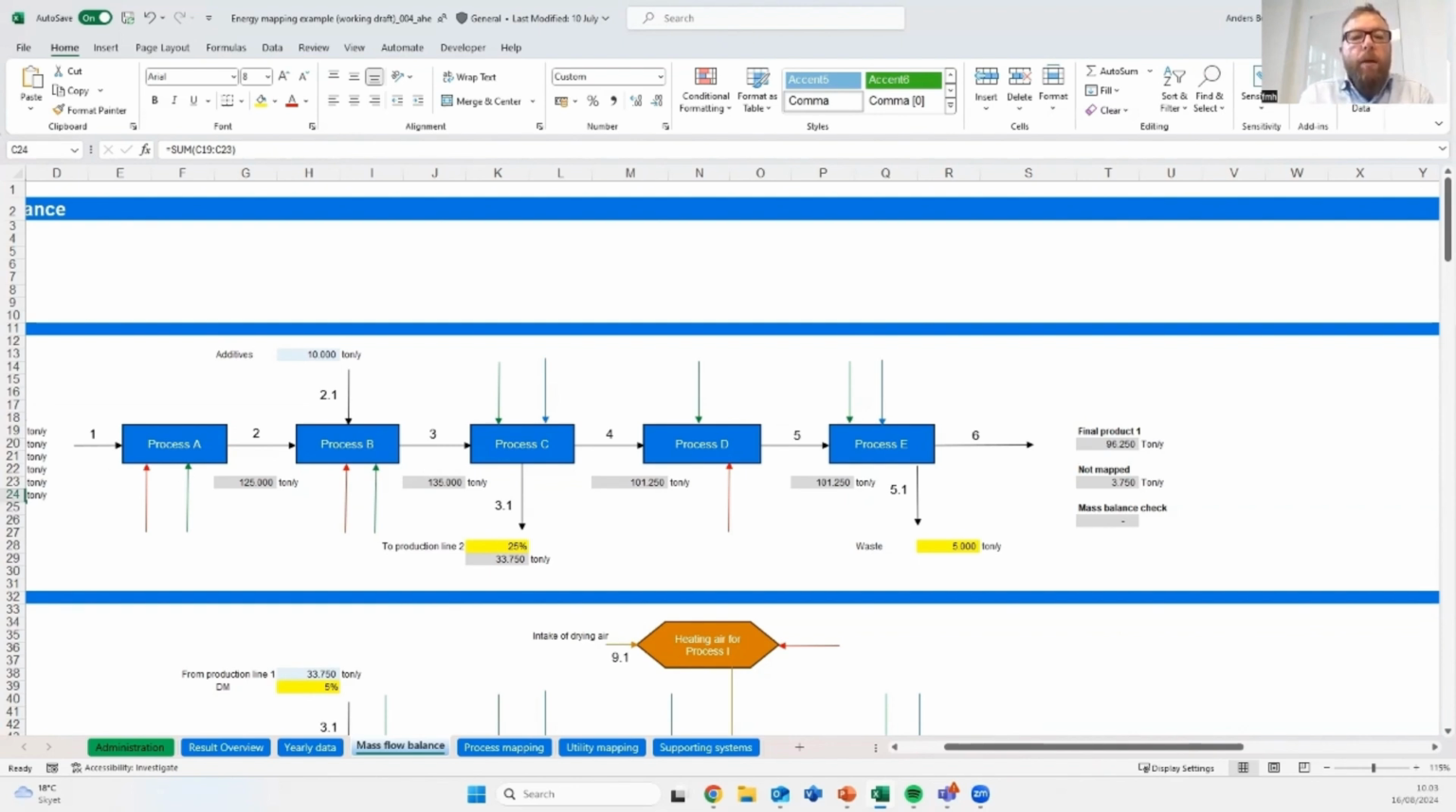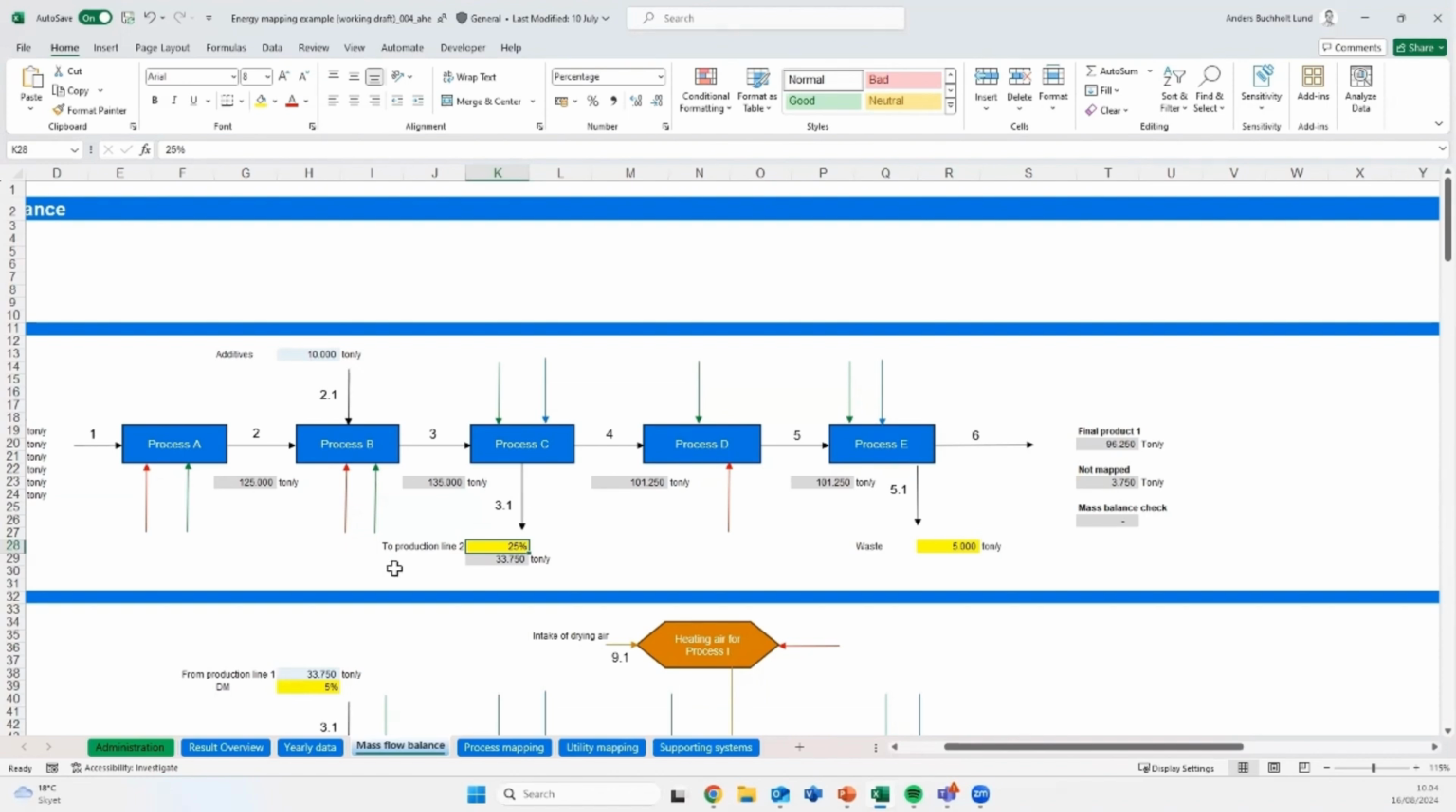And here we say 25% of the incoming flow is split down to point 3.1. And here it says this, that's just a comment for the reader, say this point is actually entering as an input to process line number 2. It could be a waste stream, it could go anywhere, but again, if this is a fraction of some input, then if you adjust the input and the fraction is constant, then the mass will just adjust accordingly. So this is a way of making the energy mapping as dynamic as possible.